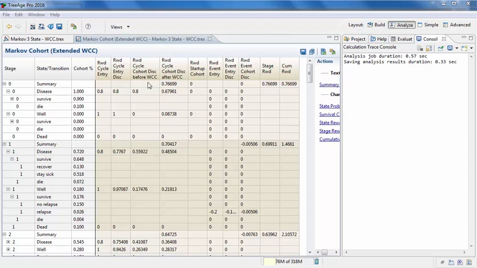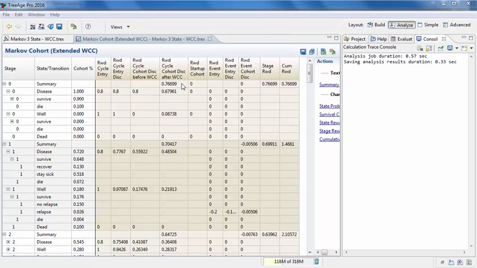The next column, the reward cycle cohort discount before within-cycle correction, applies the reward cycle entry discount to the proportion of the cohort that reaches that node. So down here, 0.55922 is 0.7767, the reward cycle entry discount, multiplied by 72% of the cohort which reached that stage. Note that the values in this column are used for the within-cycle correction calculations, but they're not going to be directly accumulated by the cohort.